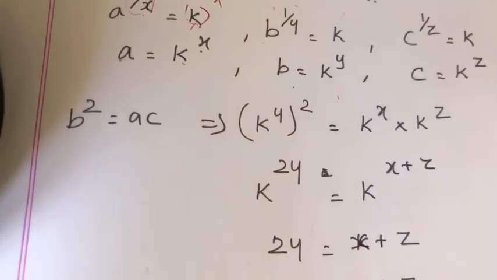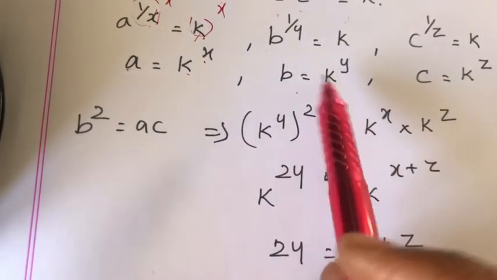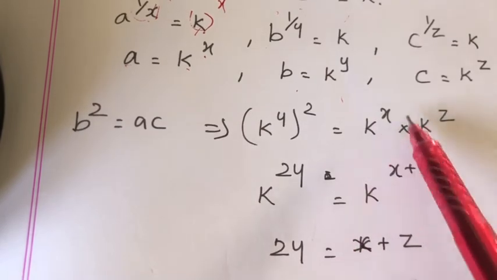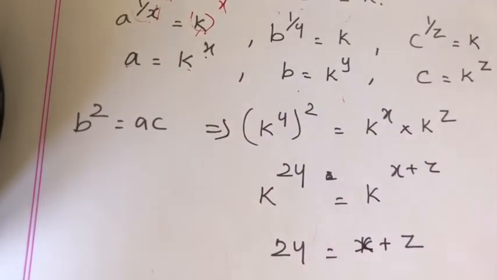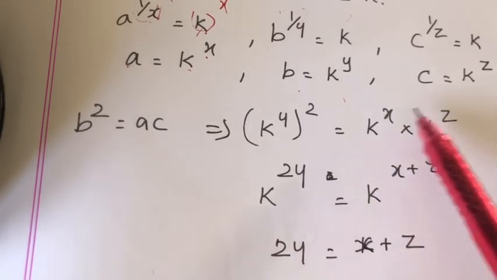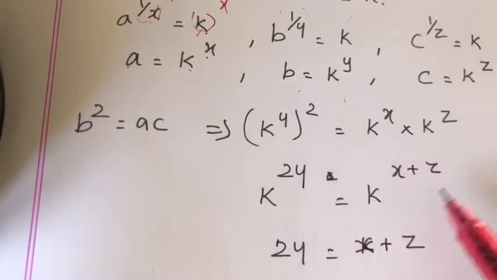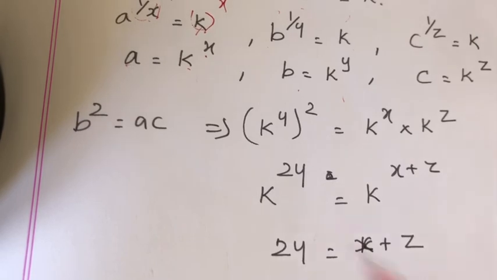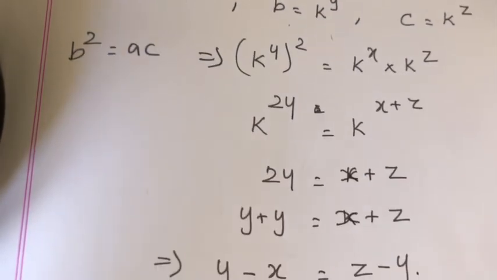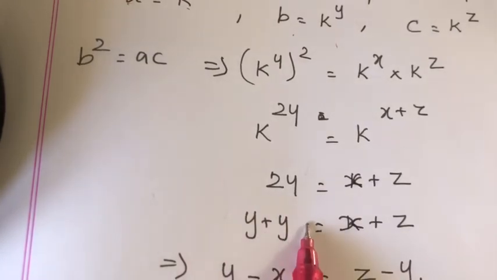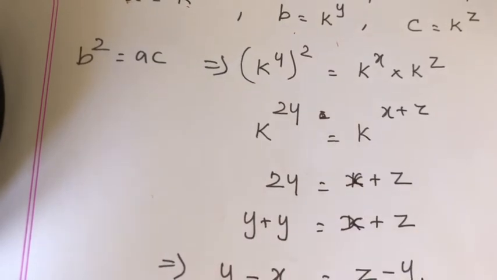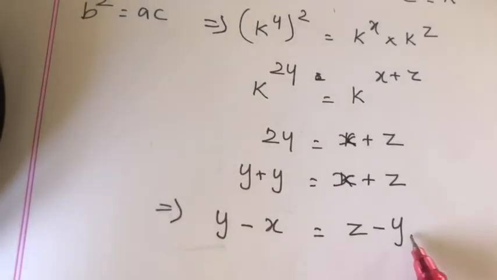We had a result b square is equal to ac. Here we have b is equal to k power y. So, k power y the whole square equal to k power x into k power z. So, k power 2y is equal to k power x plus z. K power x into k power z is k power x plus z. So, 2y is equal to x plus z. So, we can split 2y as y plus y equal to x plus z. While splitting this, I get y minus x is equal to z minus y.